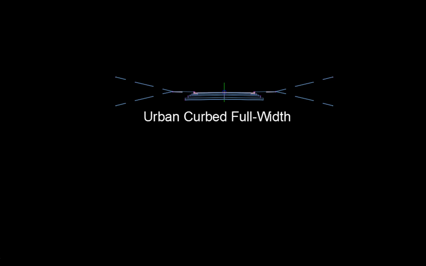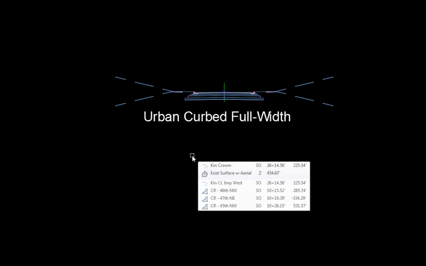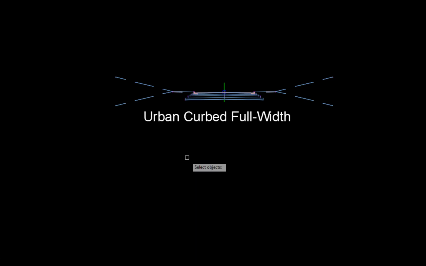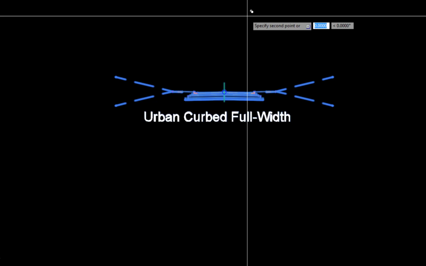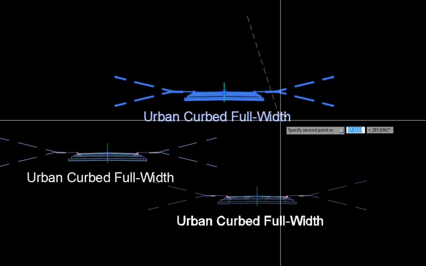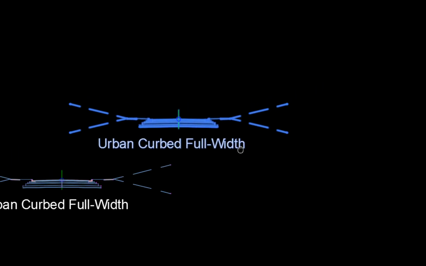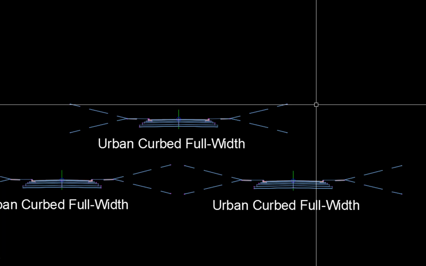Create the Kincaid half-width assemblies. CO enter. To start the copy command, select all of the urban curved full width assembly. Enter. Start point, pick any point. Second point, pick a clear area below and to the left of the full width assembly. Third point, add another to the right of the previous copy. Escape to stop the copy command.